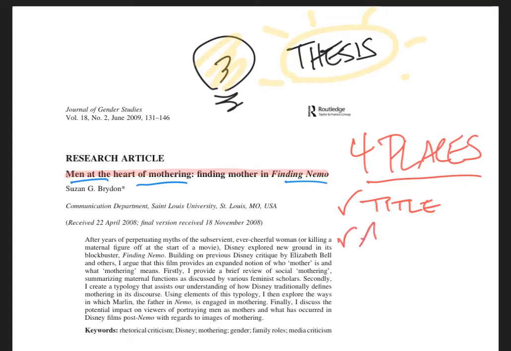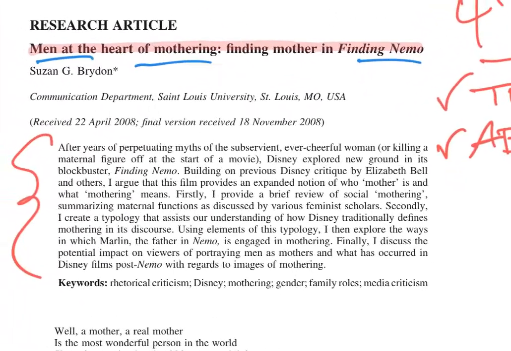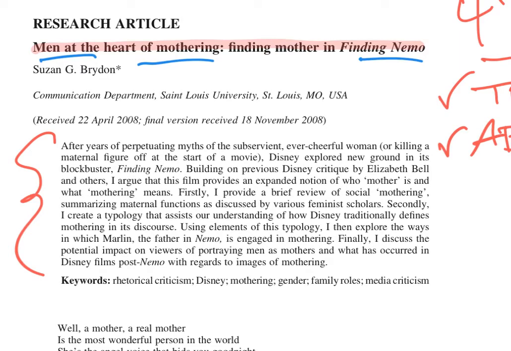The second place is in the abstract. The abstract, by the way, is this tiny little paragraph right here. So let's look at it. Generally, if there is an abstract, it is going to include the author's central argument. And we can see that here where Bryden says, I argue that this film, Finding Nemo, provides an expanded notion of who mother is and what mothering means. So there's another clue for us, right? So this is about Finding Nemo and it's about expanding who a mother is.